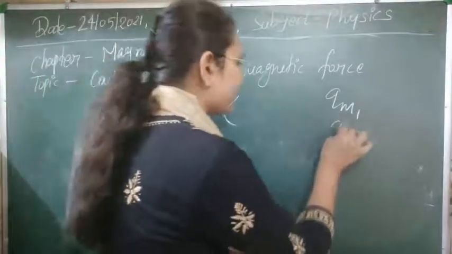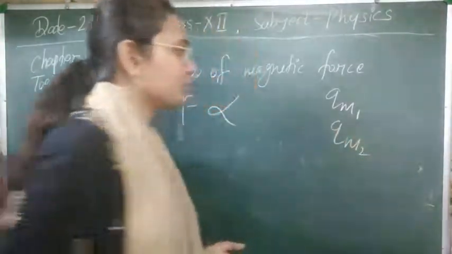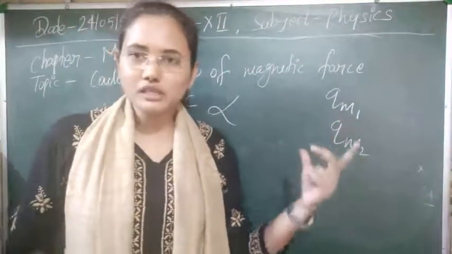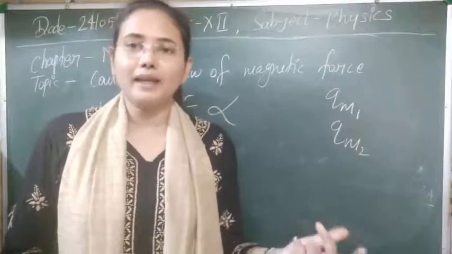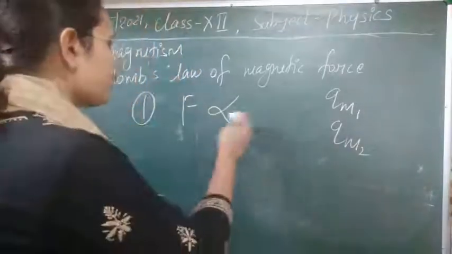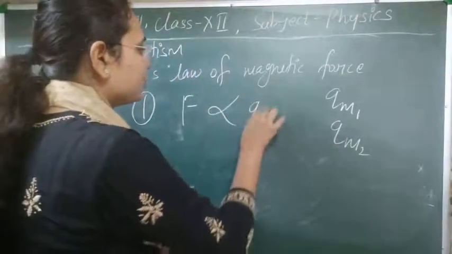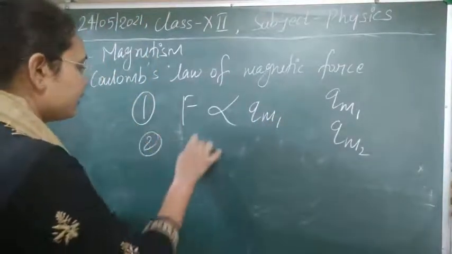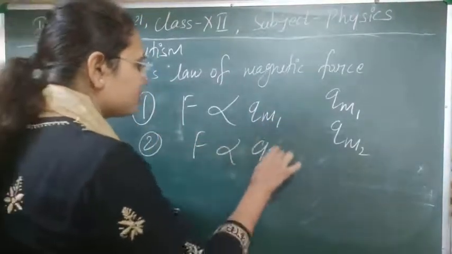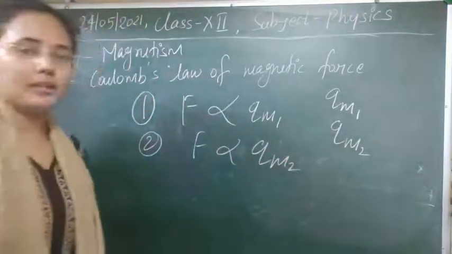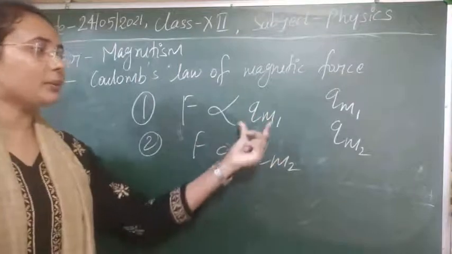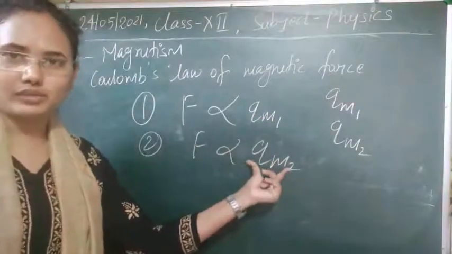Suppose the second pole has pole strength qm2. Pole strength means the strength with which a pole can attract or repel another pole. Clear? So this force is directly proportional to these pole strengths. We can write F is directly proportional to qm1, F is directly proportional to qm2, or in other words, F is directly proportional to the product of their pole strengths.